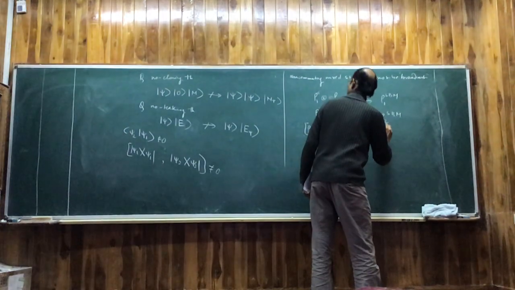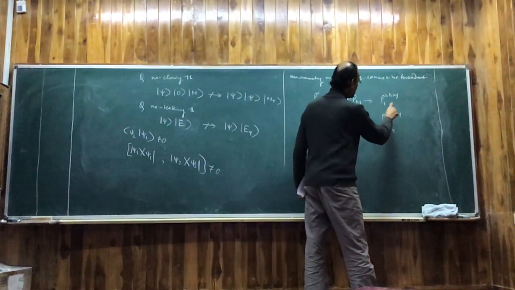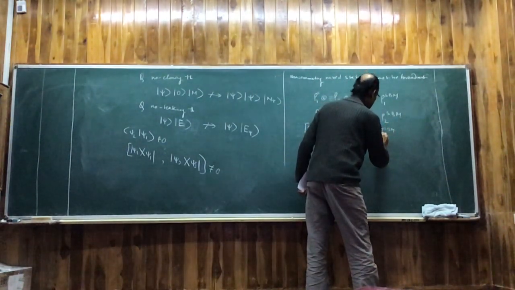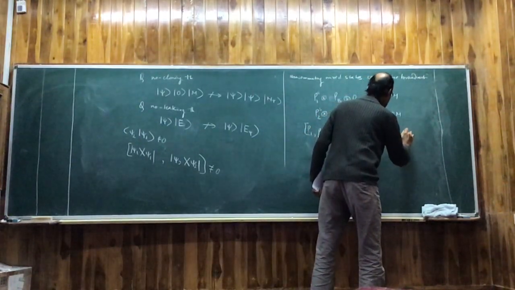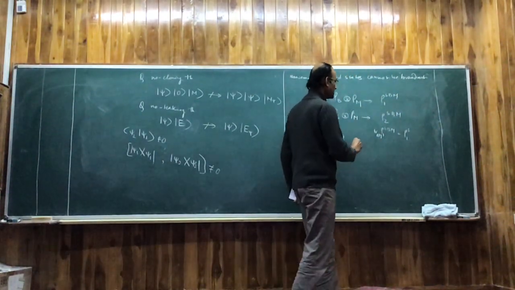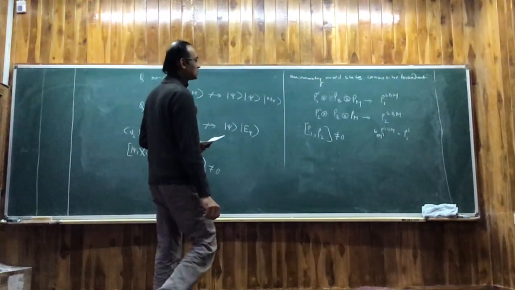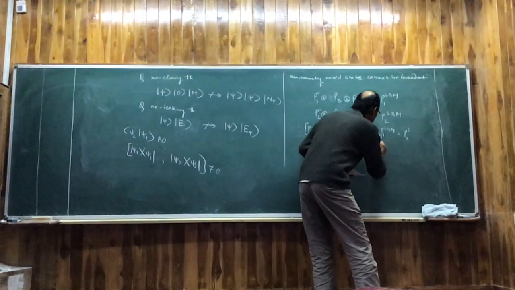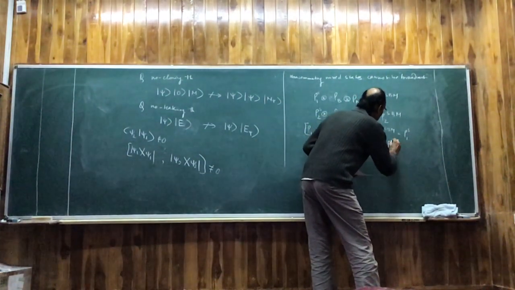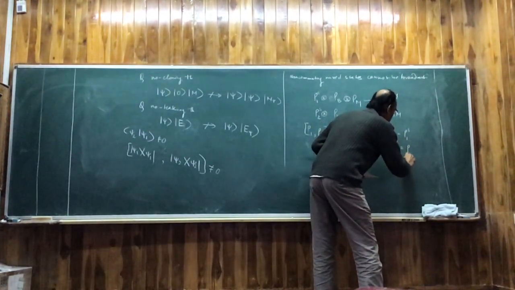the trace of rho 1 SBM, if you trace out the machine and the blank state, is equal to rho 1 of S. And if I trace out S and M from rho 1, I get this rho 1 in the blank.